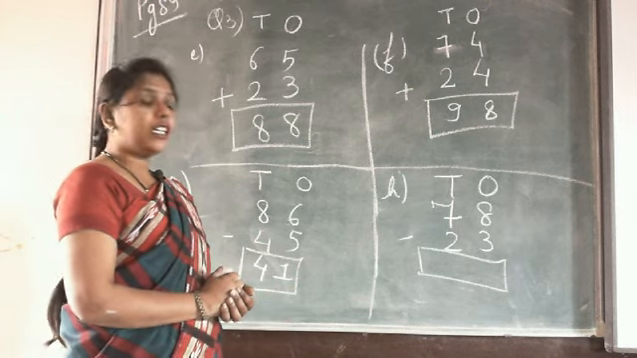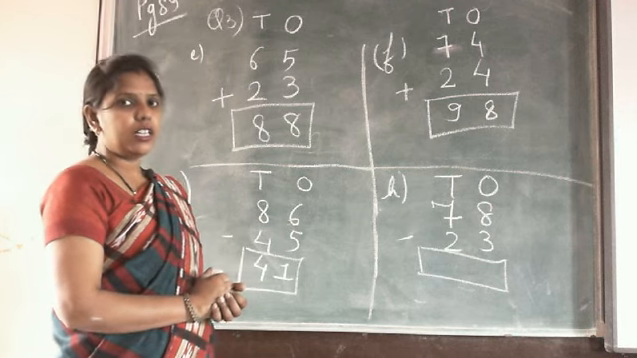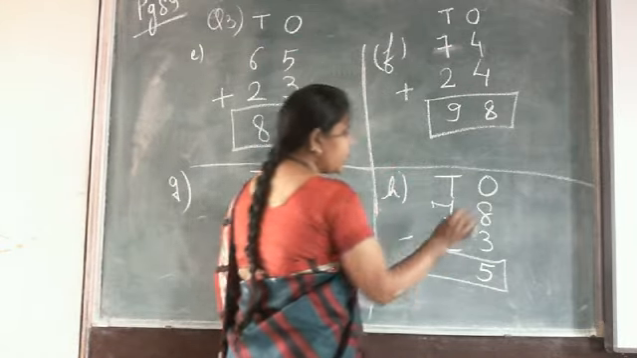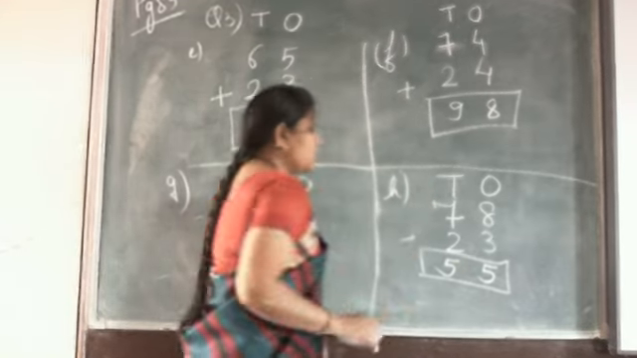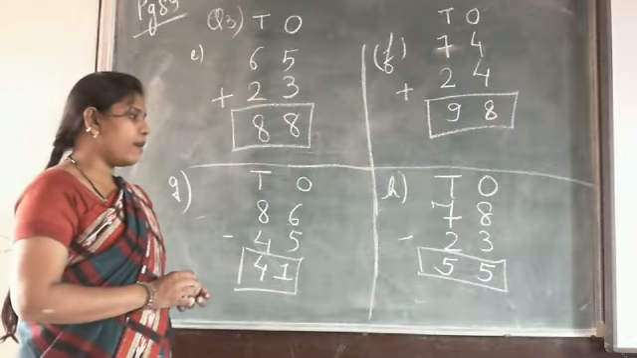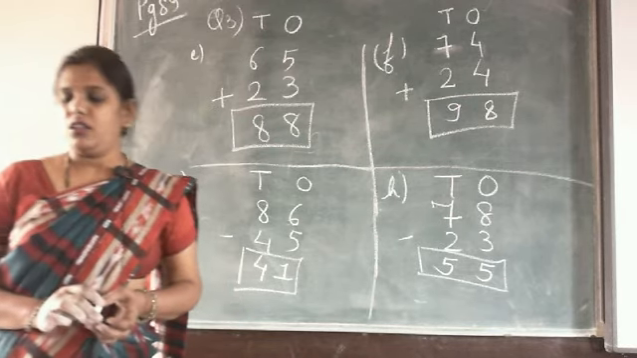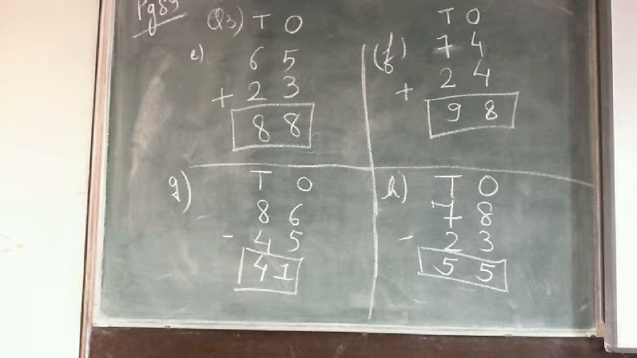The question is 78 minus 23. So 8 minus 3 is 5 and 7 minus 2 is 5. So the answer of 78 minus 23 is 55. Note it down fast. Those who have not done, check your answers fast.